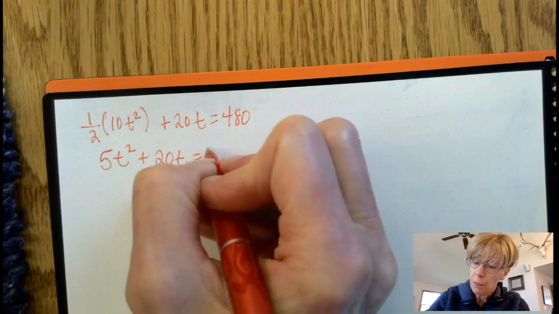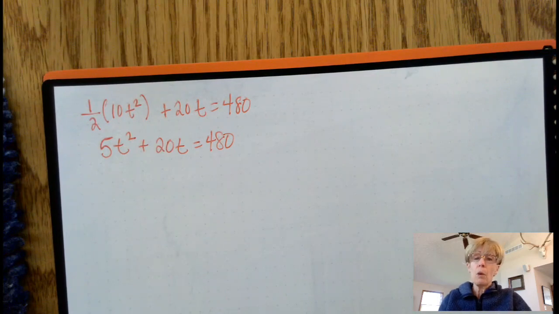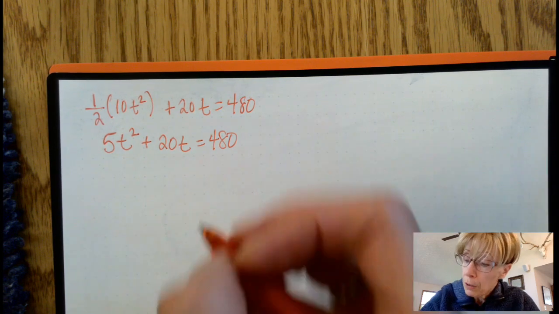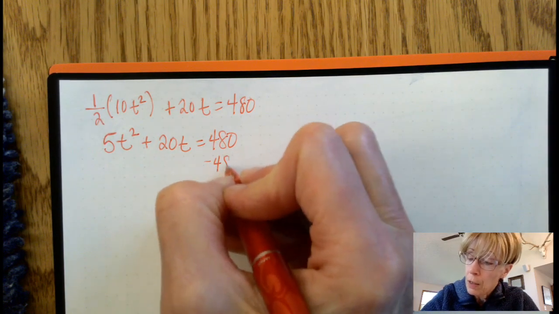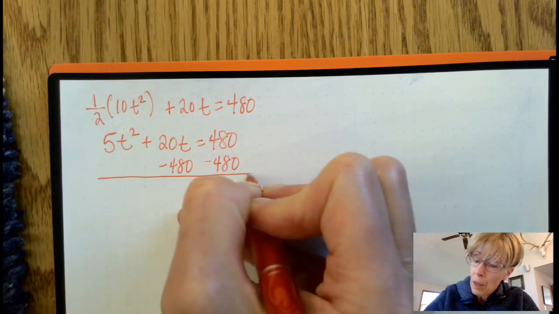Well, in order to solve by factoring, we need to subtract 480 from both sides. And we end up with 5t squared plus 20t minus 480 equals 0. Now the equation is set equal to 0.